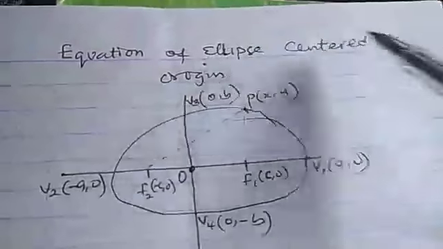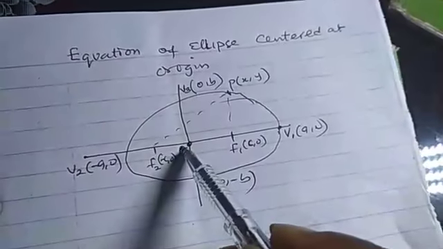Now let us move to the equation of the ellipse. Consider the equation of an ellipse centered at the origin. Let's consider this ellipse. This is the origin O.